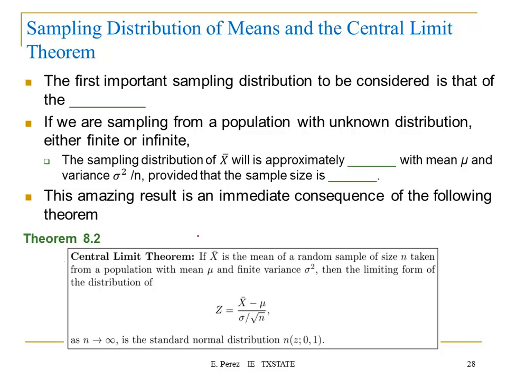As a matter of fact, we discussed Theorem 8.2, which basically states that if x bar, or your sample mean, is the mean of a random sample of size n, taken from a population with mean mu and finite variance sigma square, these are numbers that are known from the population, then the limiting form of the distribution of z, which is x bar minus mu divided by sigma over the square root of n, when n goes to infinity, is a standard normal distribution with mean 0 and standard deviation 1.